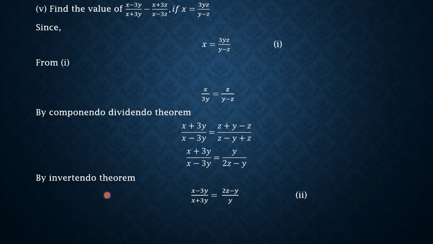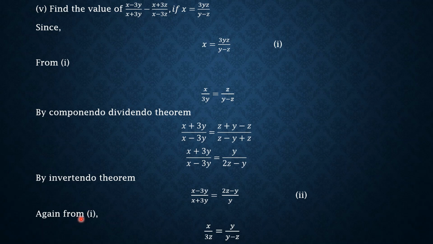Now by the invertendo theorem, as the required fraction in the question has x - 3y in the numerator and we have x - 3y in the denominator, we will apply the invertendo theorem at this stage. After applying this theorem, we have x - 3y in the numerator and x + 3y in the denominator. So this will be equal to (2z - y) over y. So this is equation number 2.